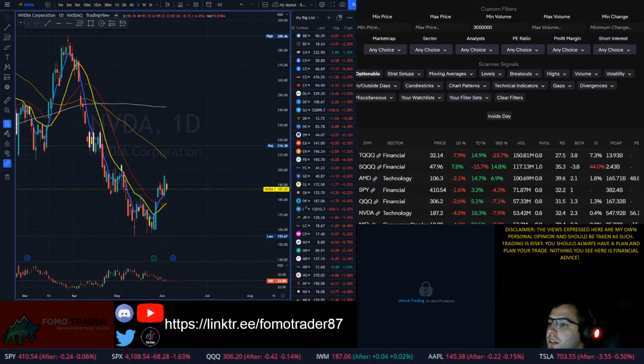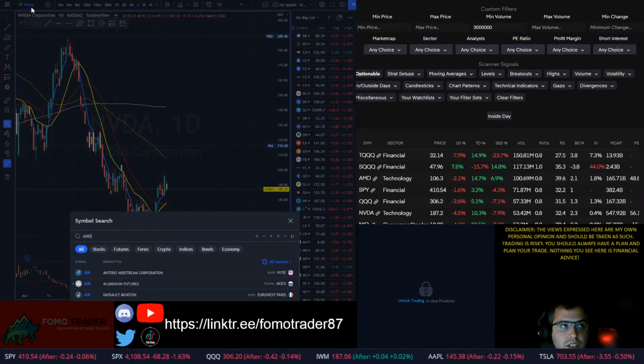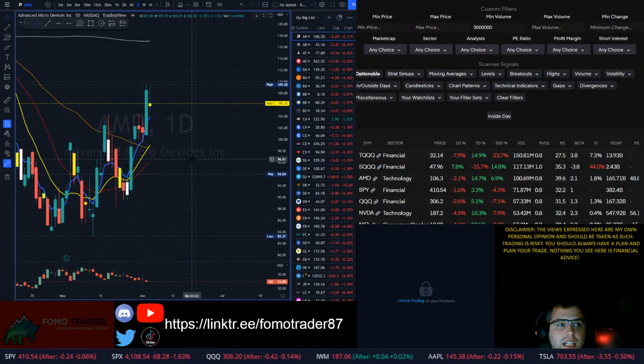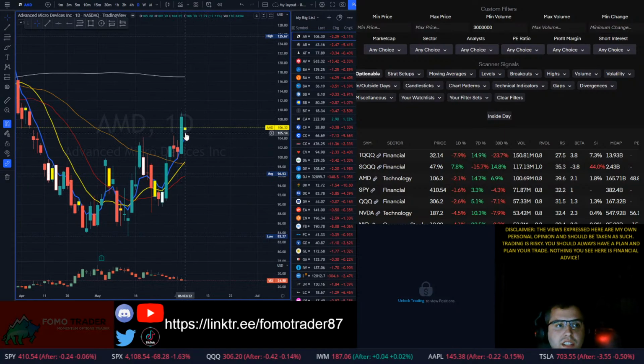So now we're going to start with AMD. If we pull up the AMD chart, we can see here that we have an inside day represented by this yellow candle. So we're going to go ahead and set this up. I'm just going to go over these levels here now and I will post them in the Discord later.